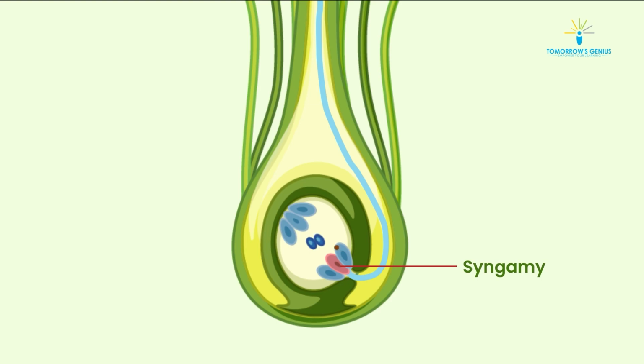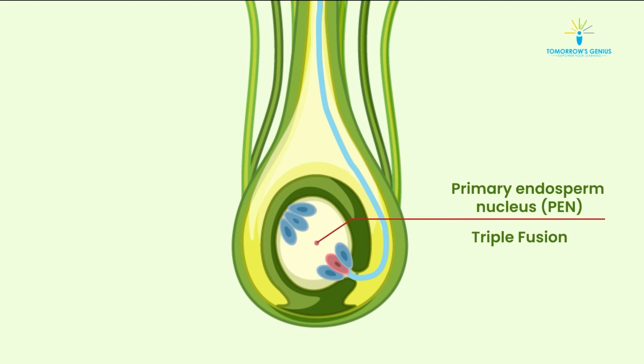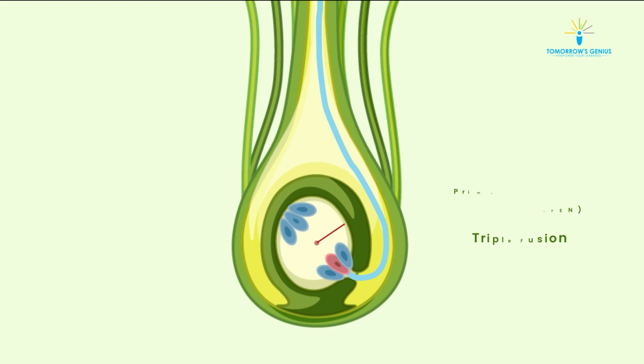The other sperm nucleus moves up and fuses with both of the polar or central nuclei, forming a triploid cell. Technically, this triploid structure is called the primary endosperm nucleus. It develops into an endosperm and serves as the embryo's food supply during early development. As three haploid nuclei are involved in the fusion, this process is called triple fusion.